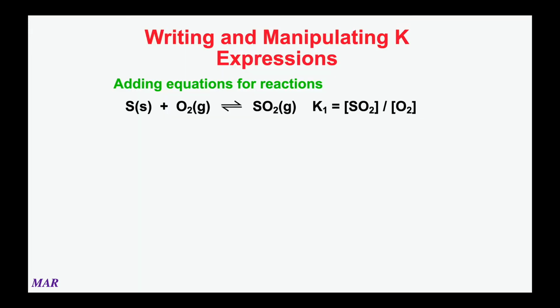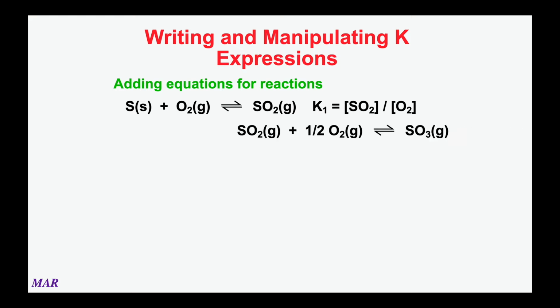Another thing you can do with equilibrium constants is you can add equations or reactions together to give you a new expression. So let's see how this works. Here's the sulfur plus oxygen making sulfur dioxide reaction we looked at a little bit ago. Let's call this equilibrium constant K1, and it's SO2 divided by O2. Again, keeping the solids out as well as liquids if we had any.